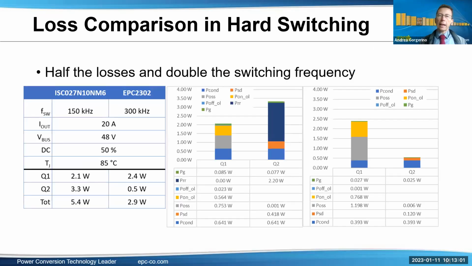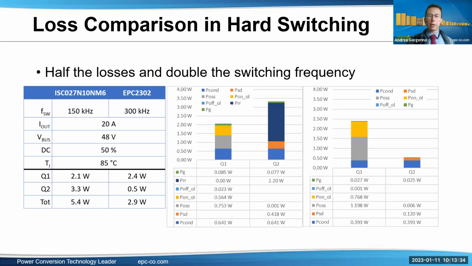So first, let's look at an example in an application of how these parameters translate in actual losses. This is a typical formula-based calculation. This is actually the formulas from the GaN book, the 3rd edition, but similar to other formulas that our manufacturers use, using same assumptions for both. I'm comparing here the Optimus 6 device against the QFN EPC 2302.